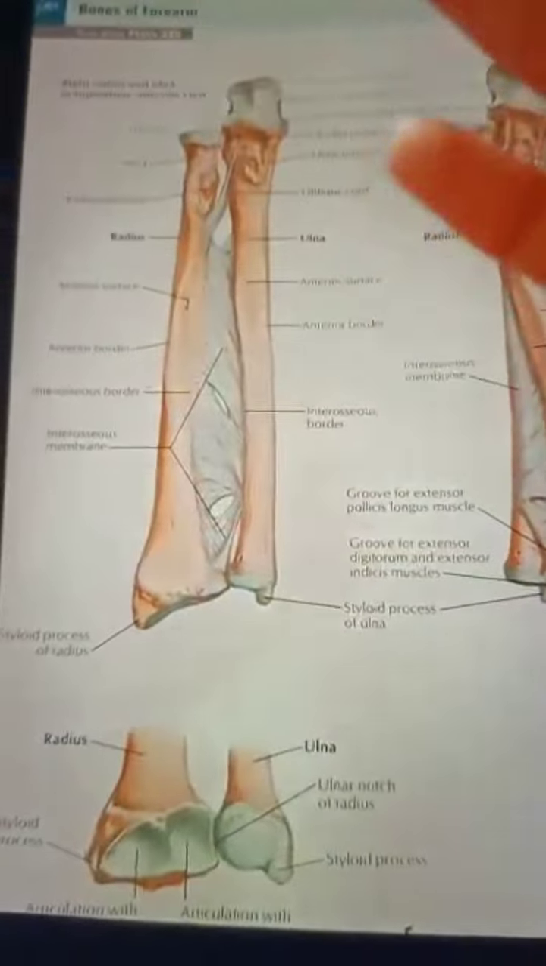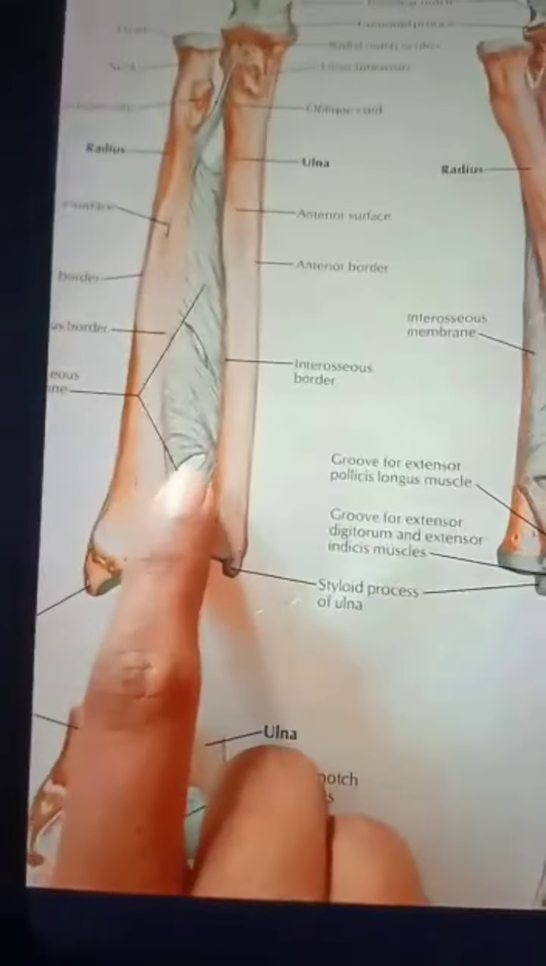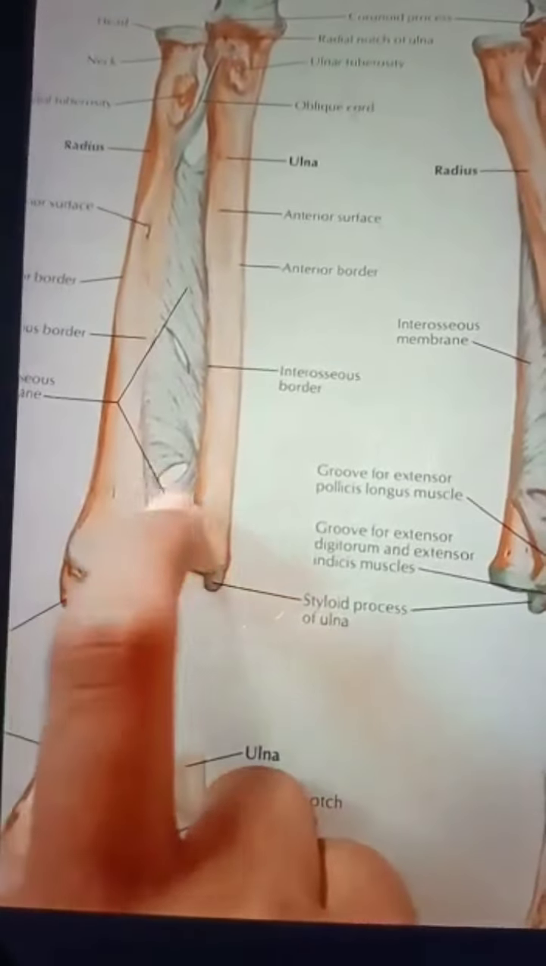And next let us learn about the oblique cord. You can see the oblique cord is a degenerated part of the flexor pollicis longus. So this is an important point. And next remember that the anterior interosseous artery pierces the interosseous membrane. So you can see this is the interosseous membrane pierced by the anterior interosseous artery.